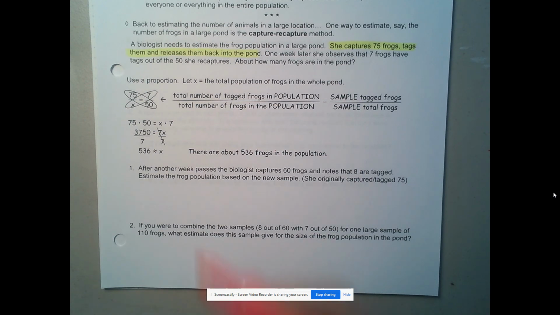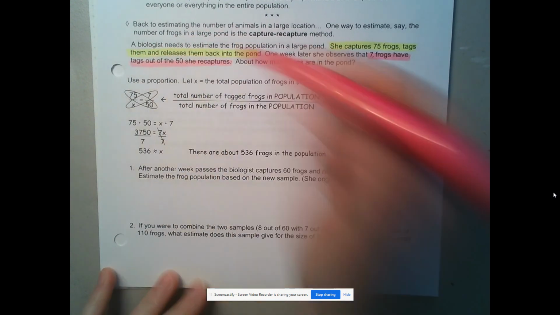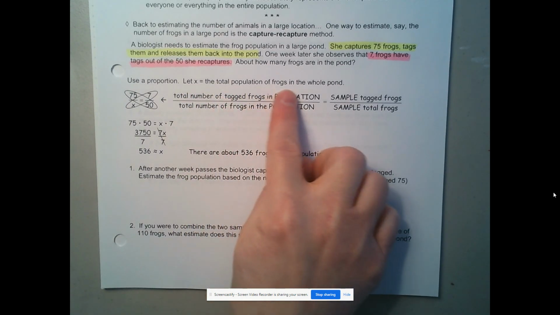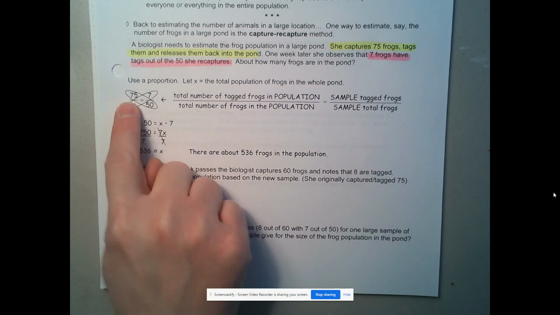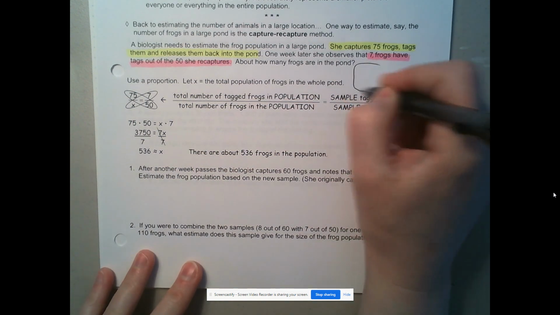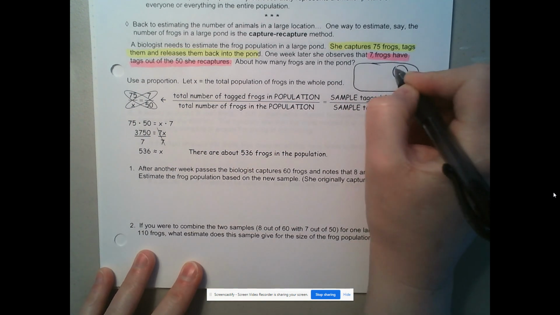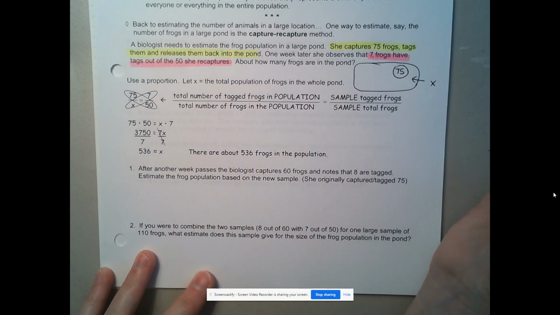So this is a second statistic, and you'll notice that it has 2 numbers in it because it's going to be its own fraction. Let X equal the total population of frogs in the whole pond. So that's the thing we're looking for. We know that there are 75 tagged out of X. So if we're thinking about the whole pond, here's the whole pond. We've tagged 75, and we don't know how many are in the whole pond, X.